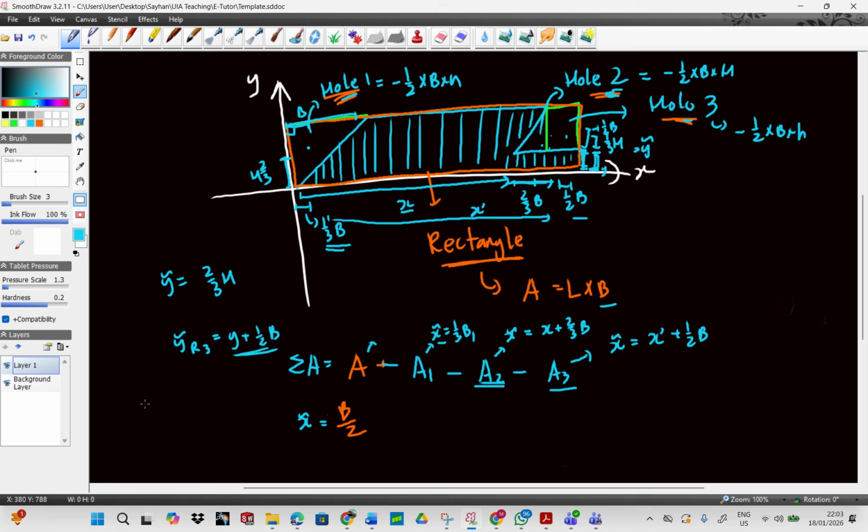Okay, and then obviously you do your usual. You find the x tilde times A for all of this: the rectangle, hole 1, hole 2, and hole 3.